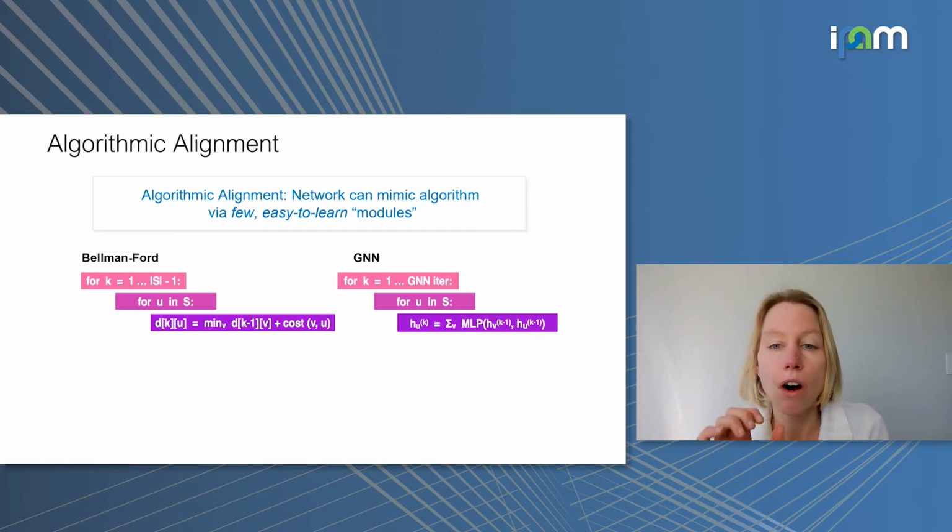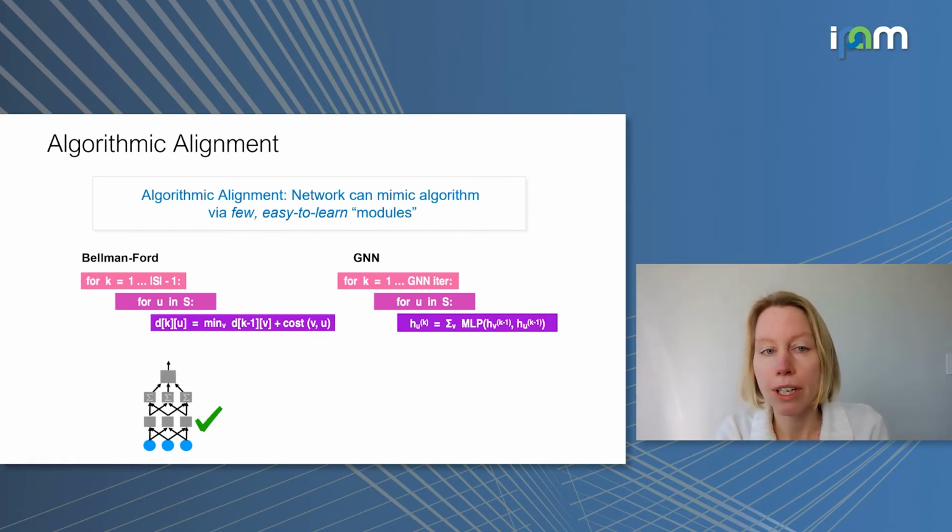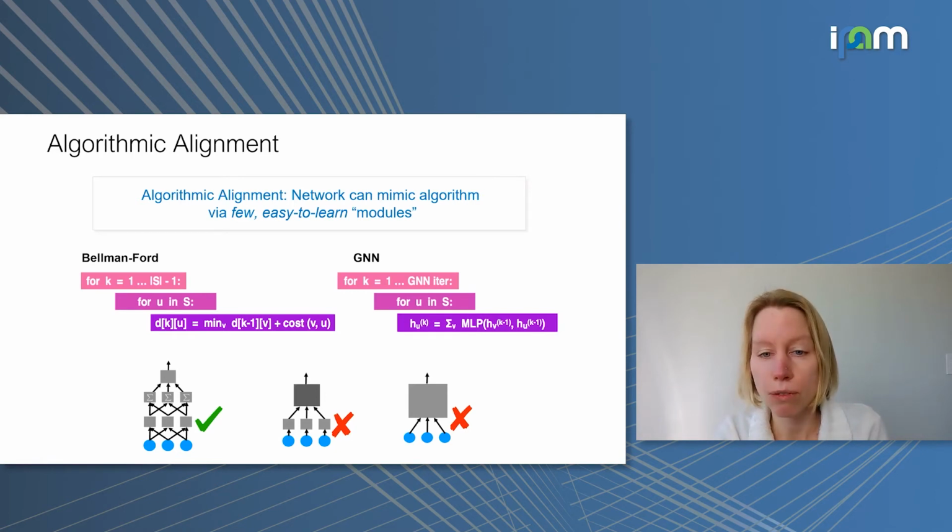All I really have to learn here is a min and a linear function in my MLP. And this is fairly simple. So what we would expect is that a graph neural network can learn to mimic this algorithm well. But say a deep set architecture would have to learn the entire for loop in one of these MLPs, which is much harder because there's much more structure it has to actually extract. And likewise for the MLP. So we would expect that they would not learn it as well.